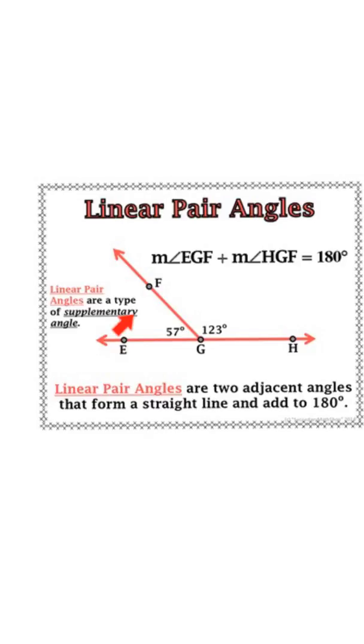So here we have line EGH. The two angles that are on this line add up to 180 degrees. So as it says up here, angle EGF plus angle HGF is going to equal 180.